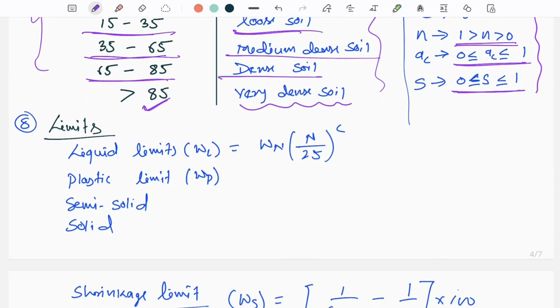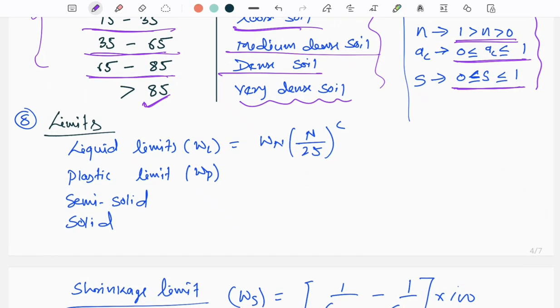Now there are some limits: liquid limit, plastic limit, semi-solid, solid. If you see in the graph, suppose here is the liquid limit. The liquid limit is the border between the liquid state and the plastic state.